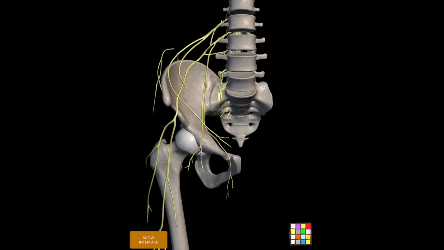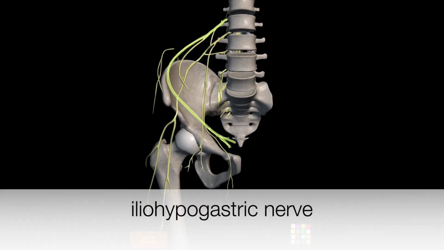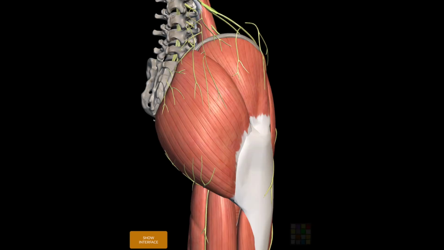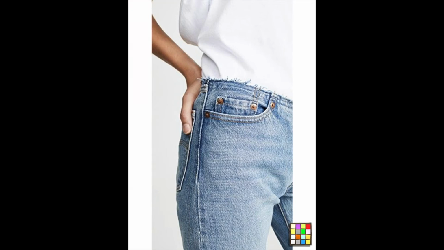The iliohypogastric nerve from L1 curls around the most proximal part of the lower limb. It also has a lateral branch that projects down over the gluteal region. This is it here, and supplies this area of skin just behind that of the subcostal nerve. This is about the region where you'd put your hand to fish something out of your hip pocket, like so.